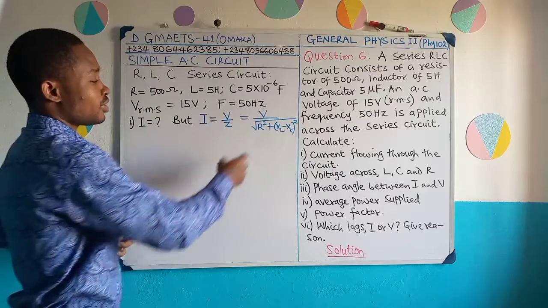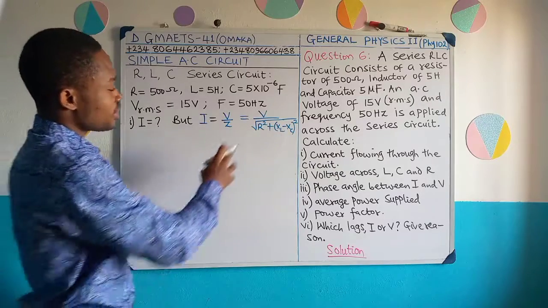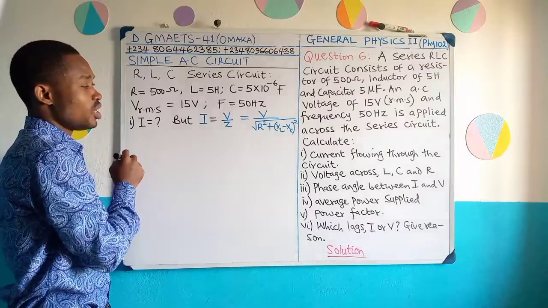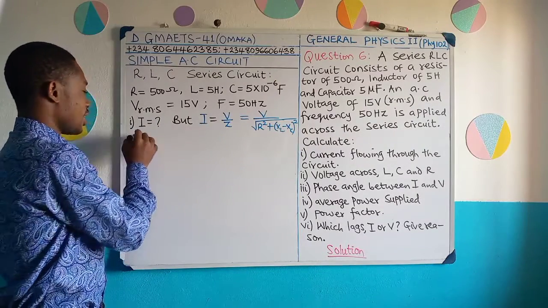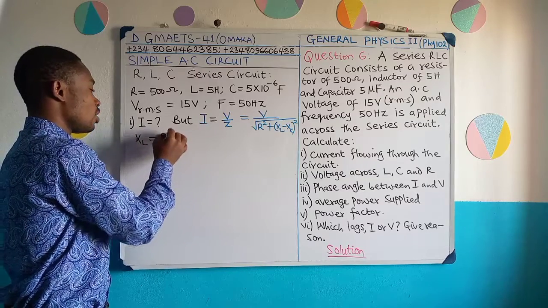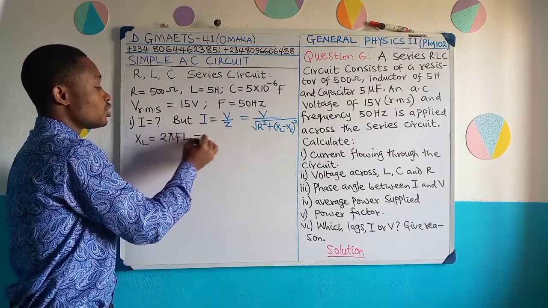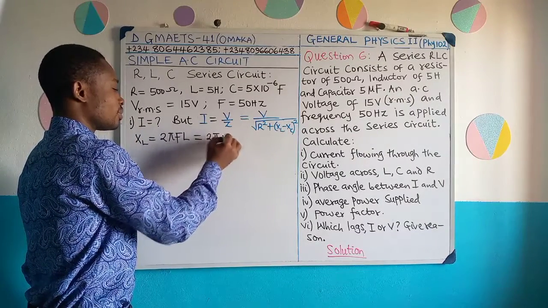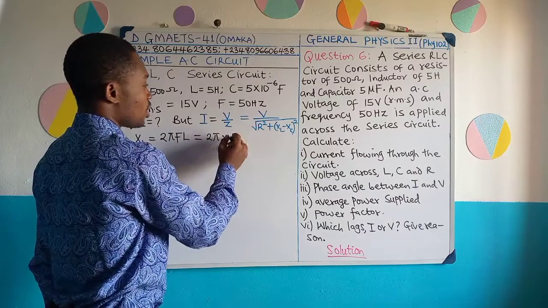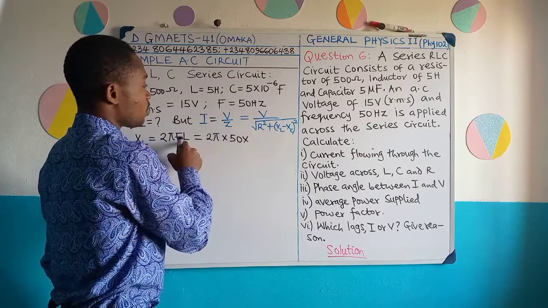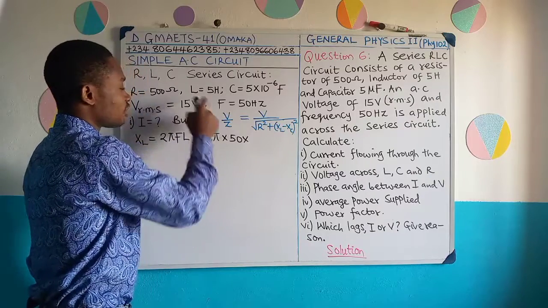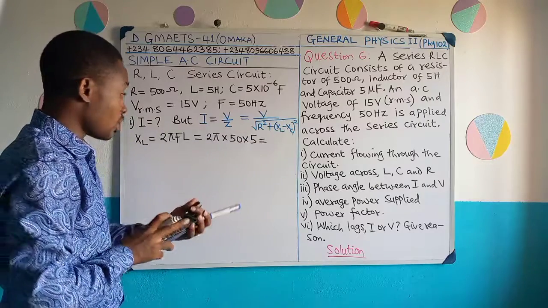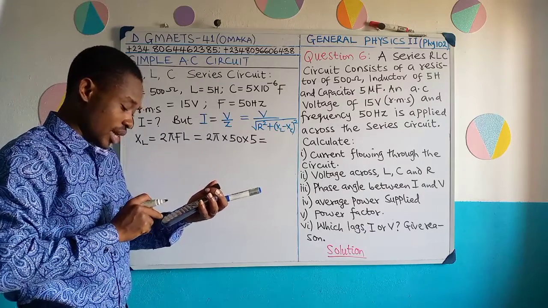So let us find what these things are first. We have plenty of things to find inside here. Let me find them first. We need to know the value of XL. If we want to get XL, this is the formula we will use. I put the value in now. The frequency they gave us in the question is 50. I multiply it with the value they give us for L, which is 5. So what inductive reactance will this give me? Let me press the calculator and see.